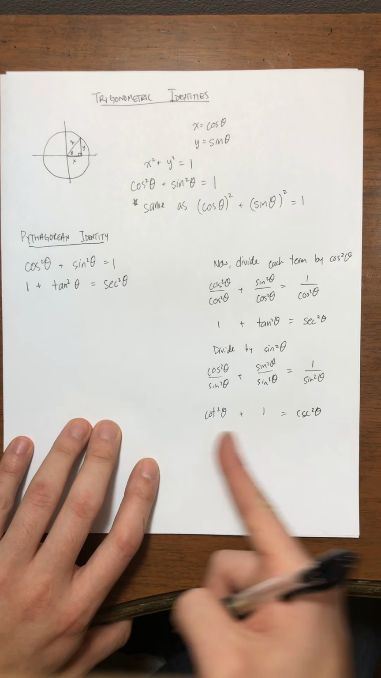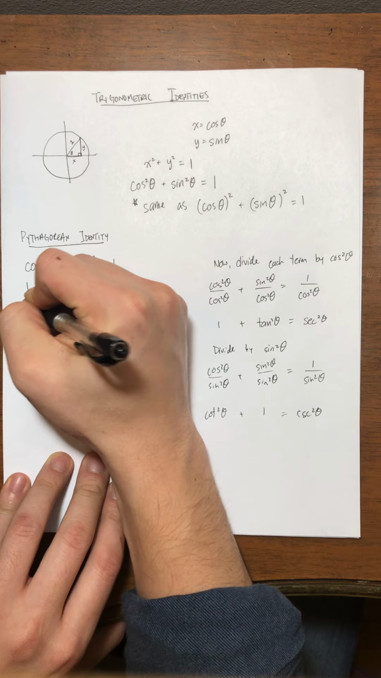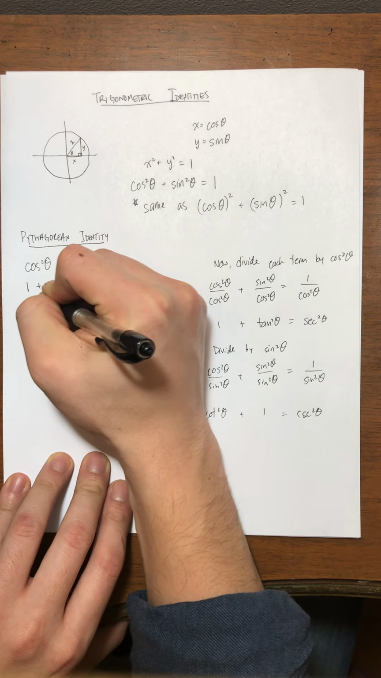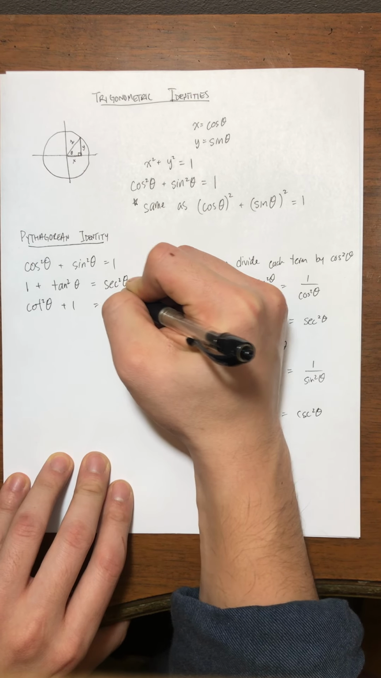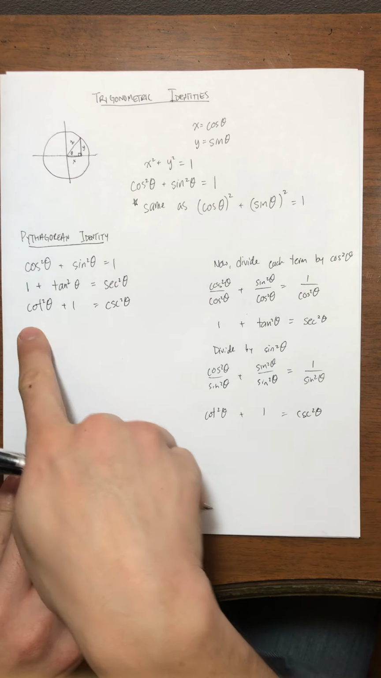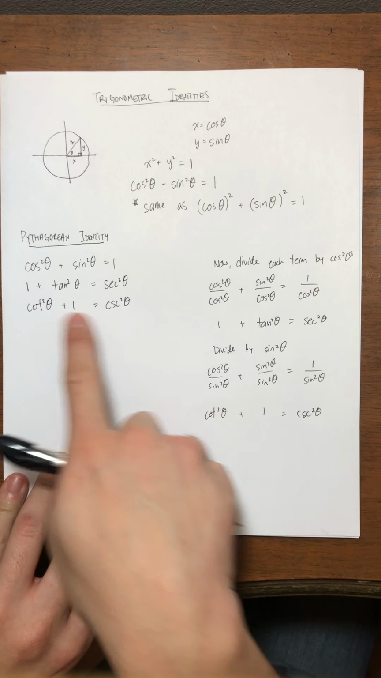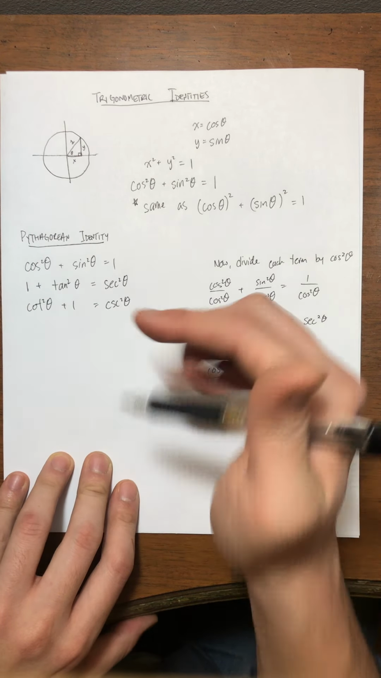And so here we have our third Pythagorean identity that we're going to write down neatly here. Cotangent squared theta plus 1 equals cosecant squared theta. I like to remember that the c's stay with each other, cotangent and cosecant. But of course, if you ever forget, start with the original and just divide by cosine squared or sine squared.